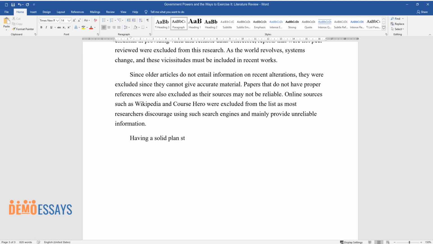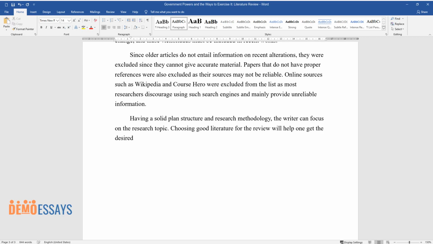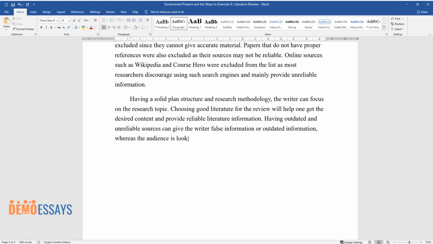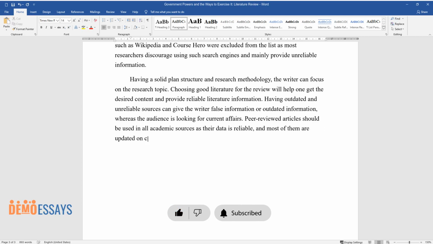Having a solid plan structure and research methodology, the writer can focus on the research topic. Choosing good literature for the review will help one get the desired content and provide reliable literature information. Having outdated and unreliable sources can give the writer false information or outdated information, whereas the audience is looking for current affairs. Peer-reviewed articles should be used in all academic sources as their data is reliable, and most of them are updated on current affairs.